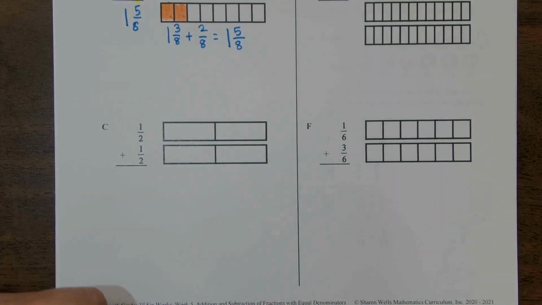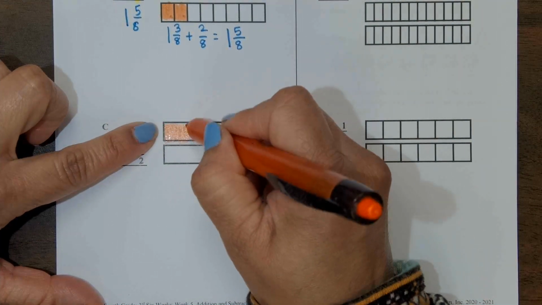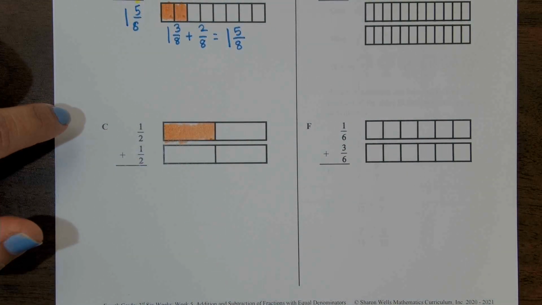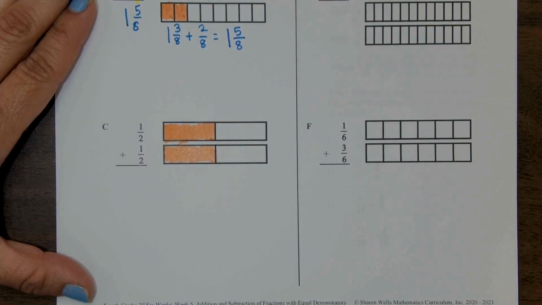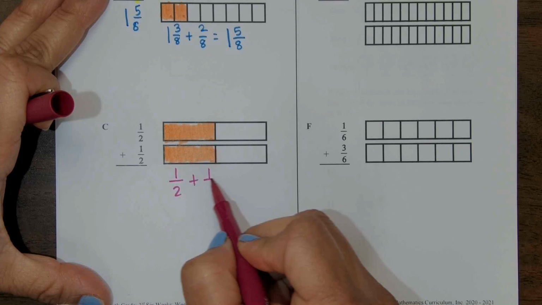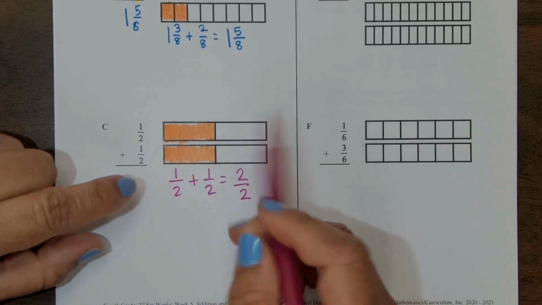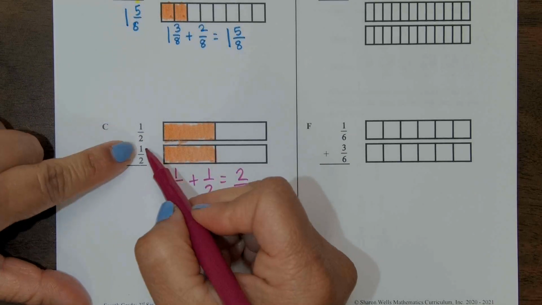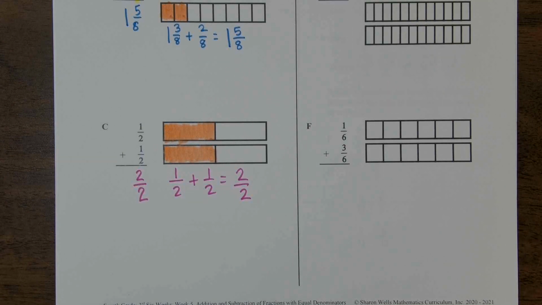Letter C, half plus half. I'm going to shade in half of my 1 piece out of 2. My denominator is 2 because it takes 2 pieces to make 1 whole. Again, over here, 1 over 2. So 1 over 2 plus 1 over 2 equals 2 over 2, or 1 whole. If I combine these two, I would have 1 whole fraction bar shaded. So 1 plus 1 is 2, and bring down your denominator. Your denominator does not change.